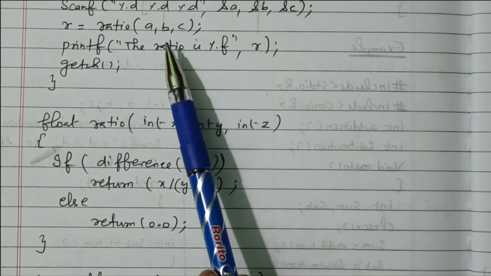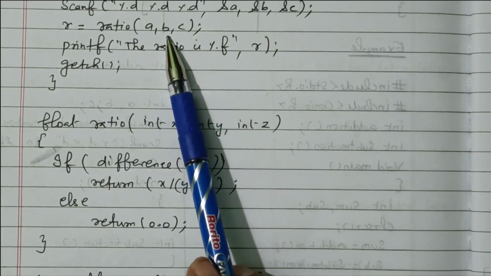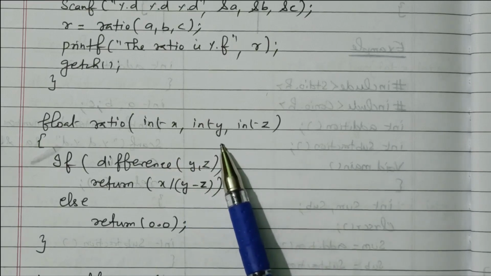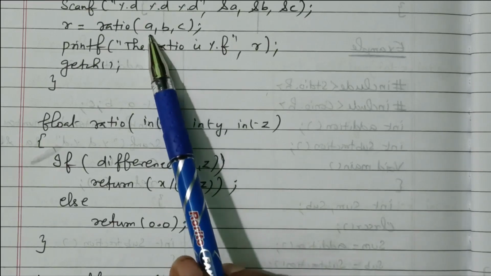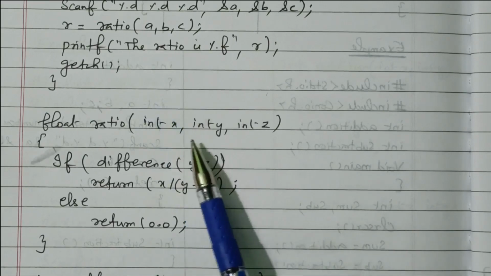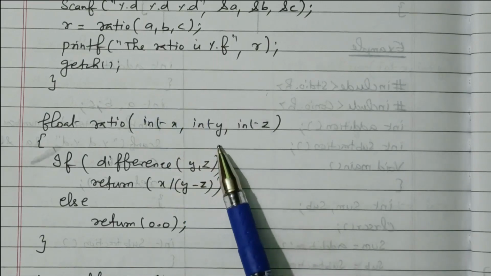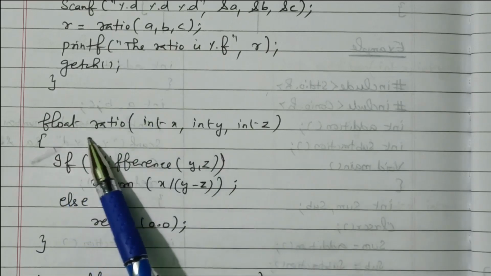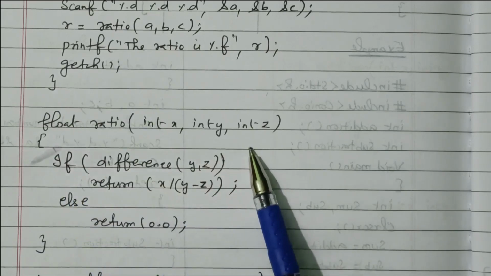So these a, b, c are the actual parameters. These a, b, c are now stored in x, y, z. These are the formal parameters, right? The copy of the values of a, b, c is stored in x, y, z. Only the copy will be stored. So we called the function, and now control is transferred to this function definition.